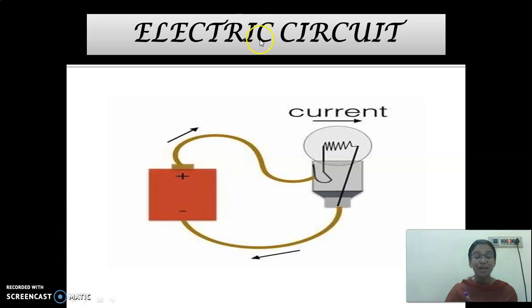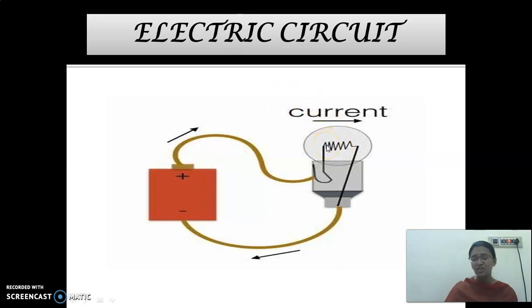And what is the next topic? Electric circuit. So what do you mean by electric circuit, children? Here a bulb is connected to an electric cell. This setup, or these connections, is called an electric circuit. Connecting a bulb to a cell, or connecting a battery to some device.